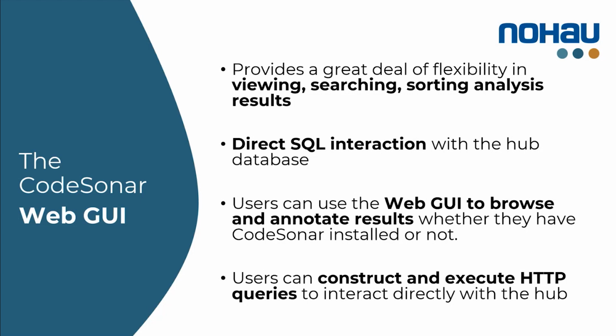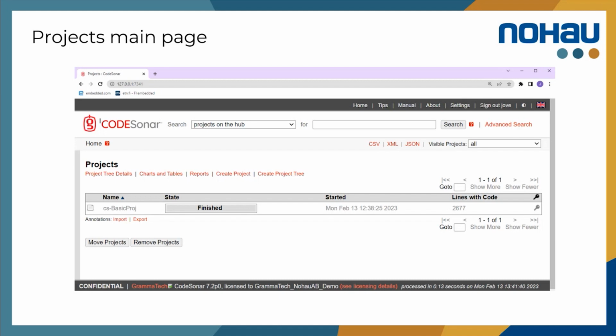Remember, we didn't really talk much about the hub, but basically the hub is where all the information is stored. It's a web server with a database, and that's the way you can access it. You can access it directly via the user interface, or you can create HTTP queries using Bash or maybe Python. So now that we're looking at the interface, this is the general idea.